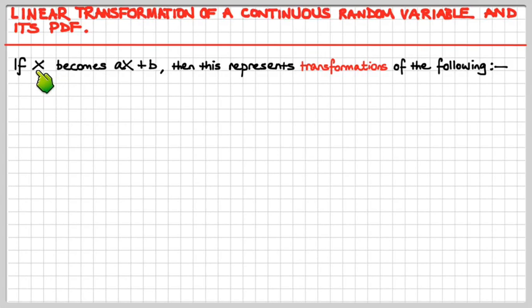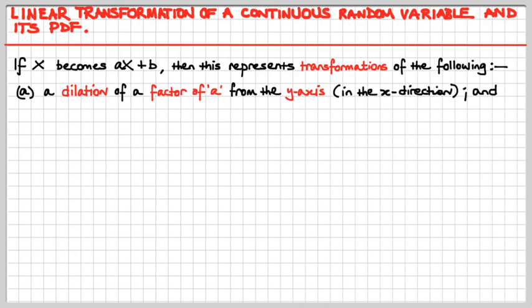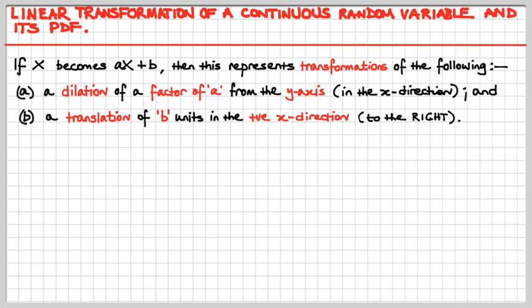If a continuous random variable x is transformed into ax plus b, a linear function and a linear transformation, then this represents transformations of the following if we analyse them. Firstly, you've got a dilation of a factor of a from the y-axis, or in the x direction. You know that. That's what that does. Multiplies everything by a away from the y-axis. And secondly, we've got a translation of b units in the positive x direction, that is to the right.